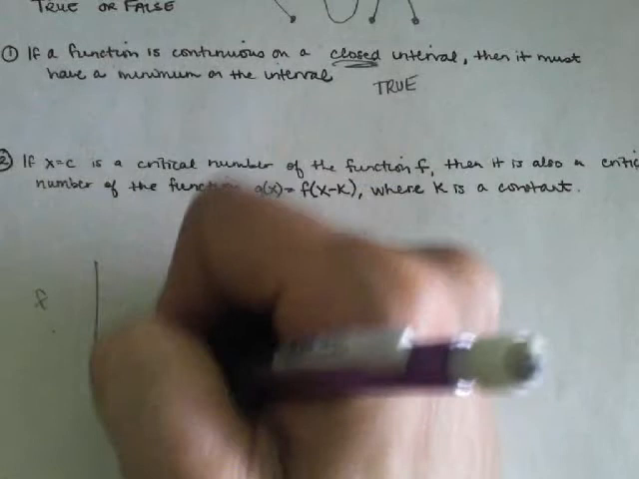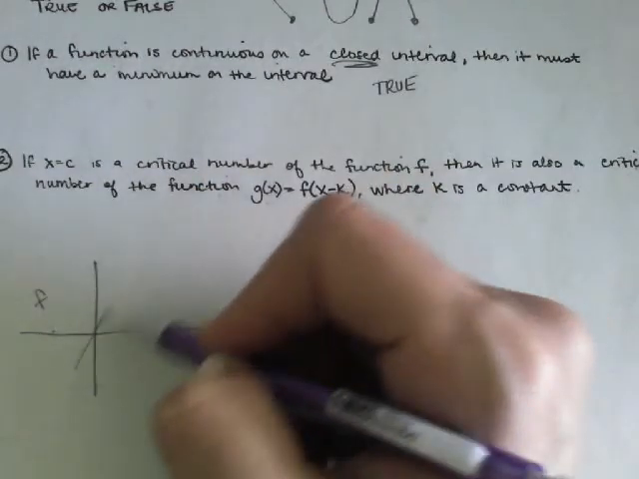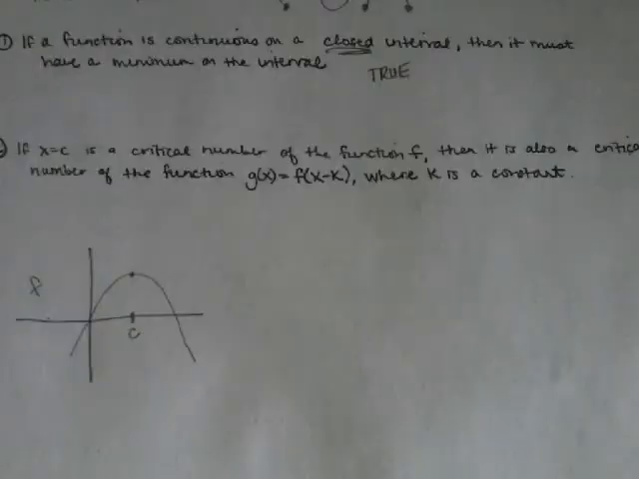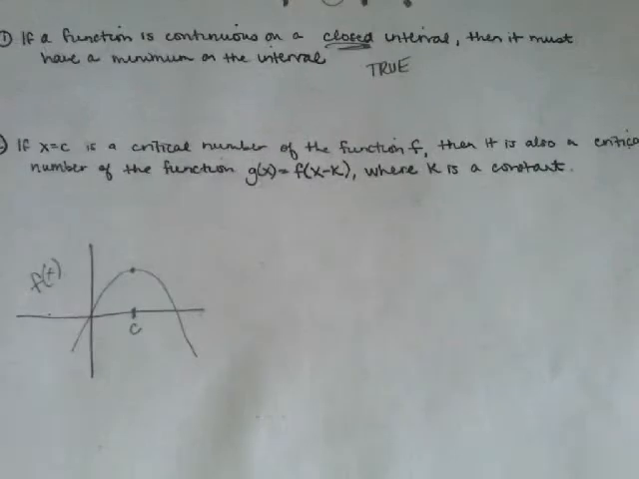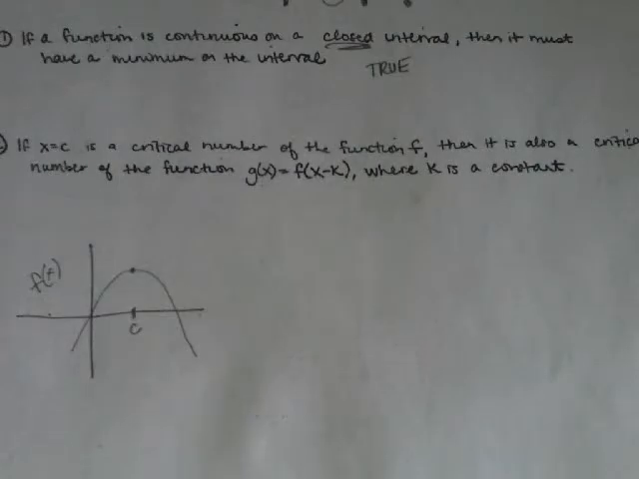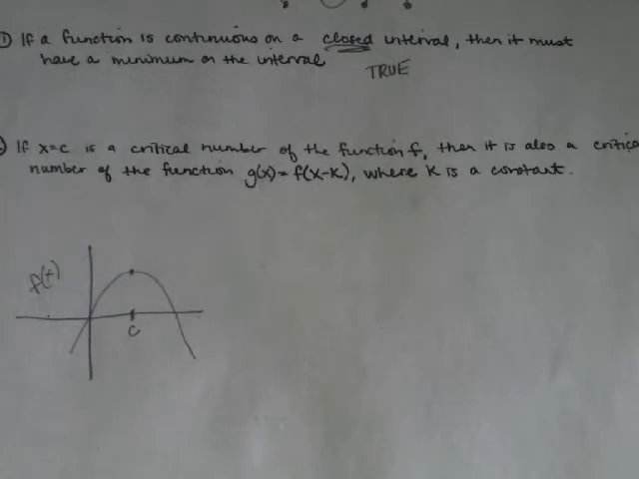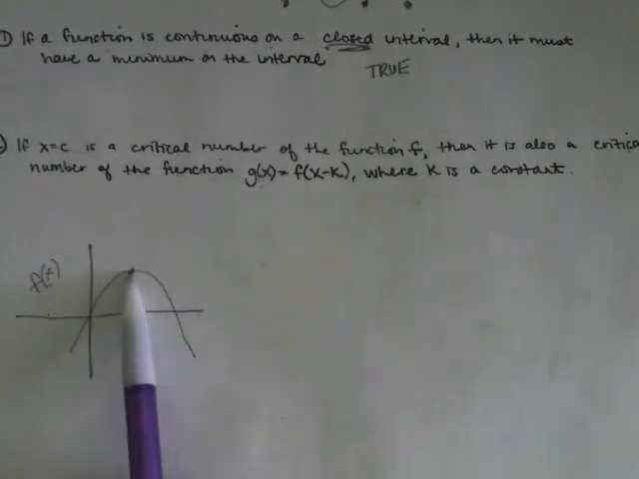What happens, where's g of x relative to f of x? How many? K units to the right, we'll assume k is positive. Let's say it's k units to the right or k units to the left. Regardless, it's been shifted horizontally. So when we shift this horizontally, is that critical number still going to be at c? No, then it is not necessarily also a critical number of the function g of x. So this is false.